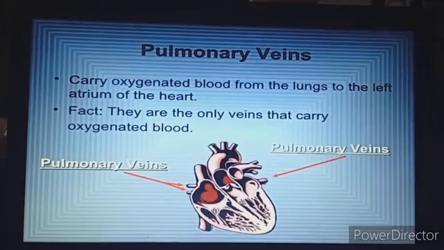The pulmonary vein carries oxygenated blood from the lungs to the left atrium of the heart, and the fact about veins is that these are the only veins that carry oxygenated blood. The rest of the veins carry deoxygenated blood from various parts of the body.